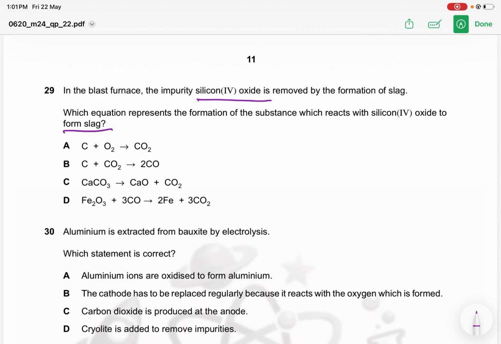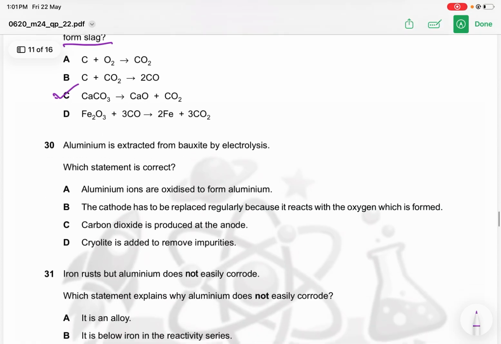In C, it is calcium carbonate, which is thermally decomposed to form calcium oxide and carbon dioxide. And last is Fe2O3 plus 3CO gives Fe plus CO2, which is again reduction of iron oxide. So C is the correct one. Calcium carbonate is actually added to remove impurity from iron.